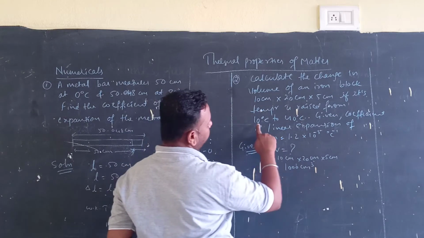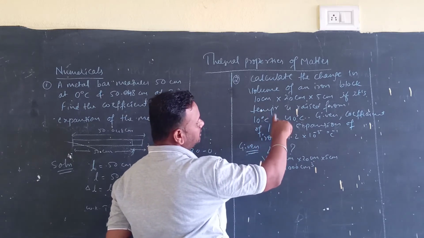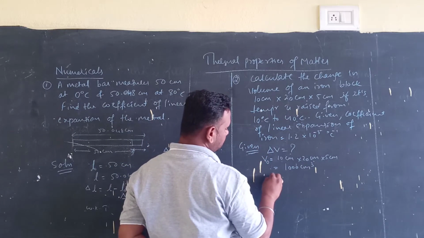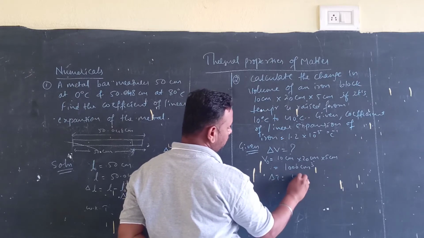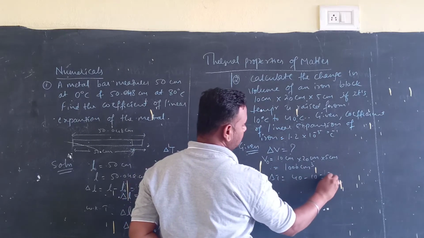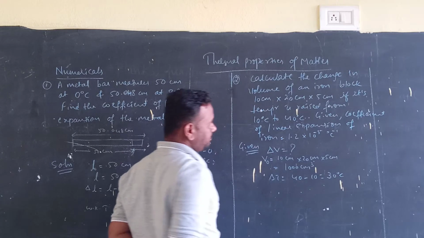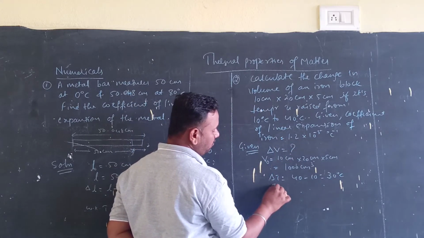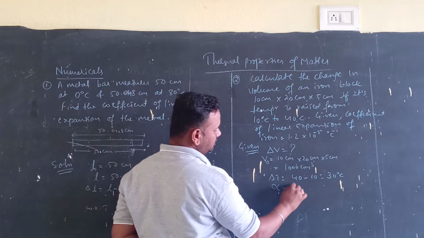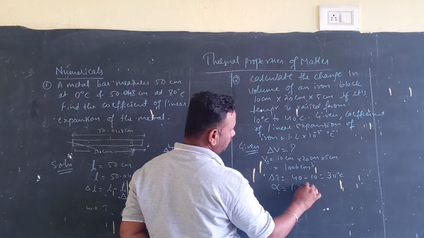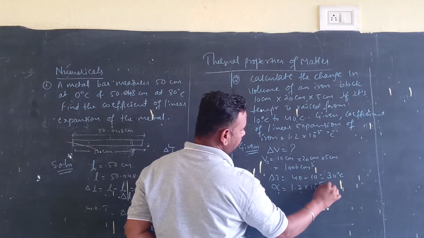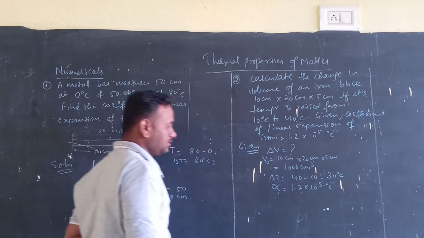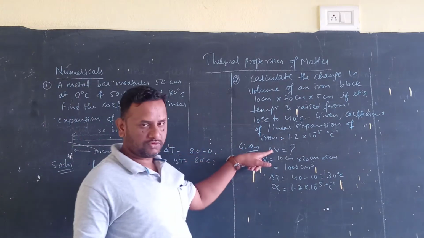Now the change in temperature. Temperature is changing from 10 degrees Celsius to 40 degrees Celsius. The change in temperature, that is 40 minus 10, is 30 degrees Celsius. And also it has given the coefficient of linear expansion, that is alpha. Alpha value is given as 1.2 into 10 to the power of minus 5 per degree Celsius. So we need to calculate the change in volume.